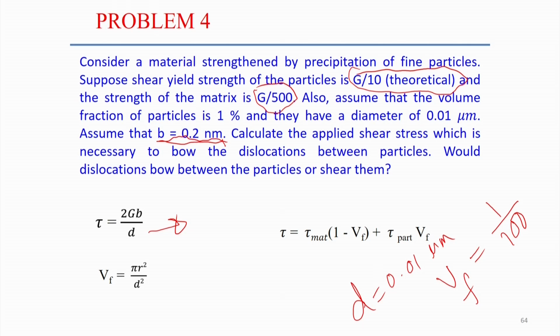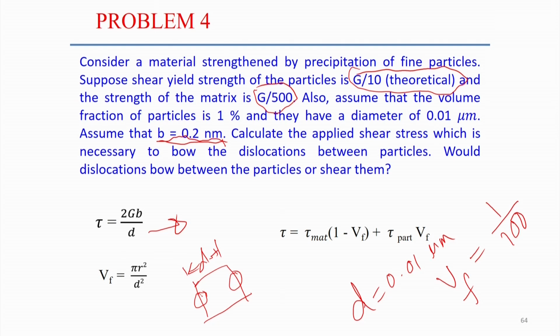Here, G the shear modulus is defined, b the Burgers vector is also defined, but we need to find out D. D can be found because the volume fraction is given. If we assume a volume fraction Vf, over a sample with a square configuration of particles, and the distance between two particles equals D, then the volume fraction can be represented by pi r square by D square.